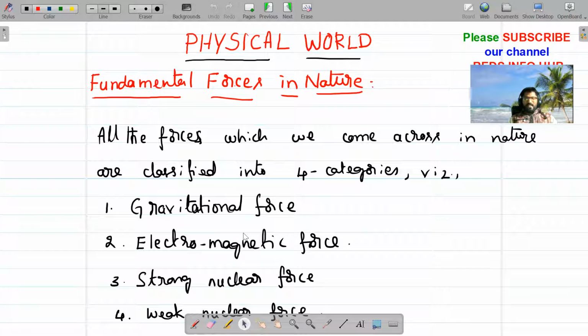Got it? So let us see briefly what these are and a few properties of these forces, and let us also discuss what kind of questions you may get from a NEET or JEE point of view. Simple theory-based questions only you may come across. Let us see a few questions as well.